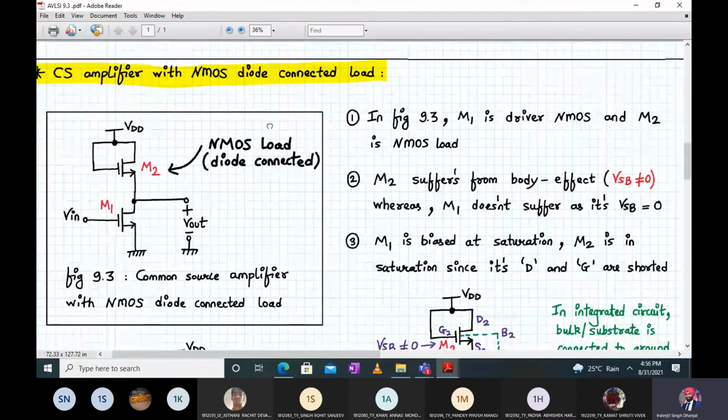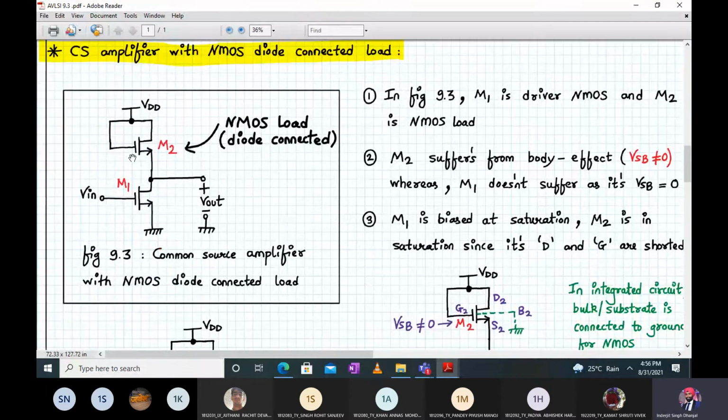So the solution over here is the common source amplifier with NMOS diode connected load, right? So this is my NMOS diode connected load. As you can see, its gate and drain terminals are shorted together, right, and connected to VDD. So this is my common source amplifier with NMOS diode connected load.